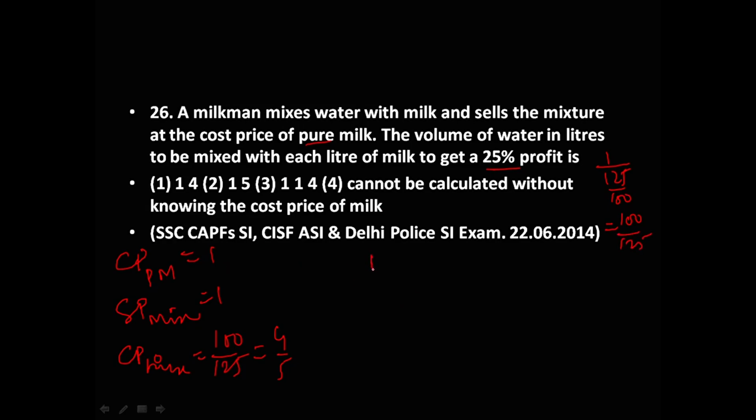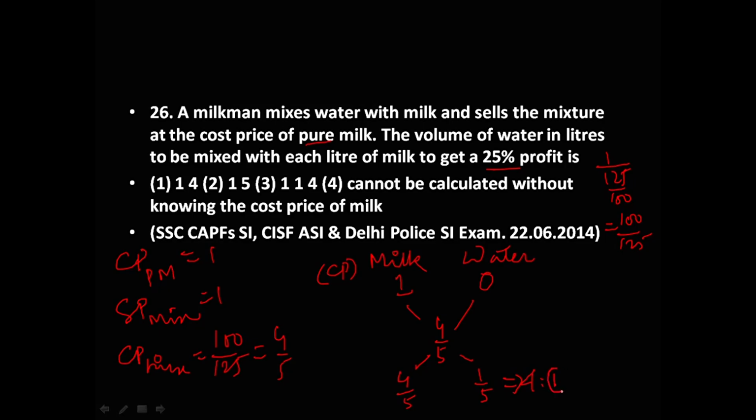So now we can alligate to get the ratio of milk and water. In the first case, milk was 1 and water was 0. But in the net or the sold mixture, it's 4 by 5. So here we can get 4 by 5, and on the other side it's 1 minus 4 by 5, which means 1 by 5. So the ratio is 4:1.